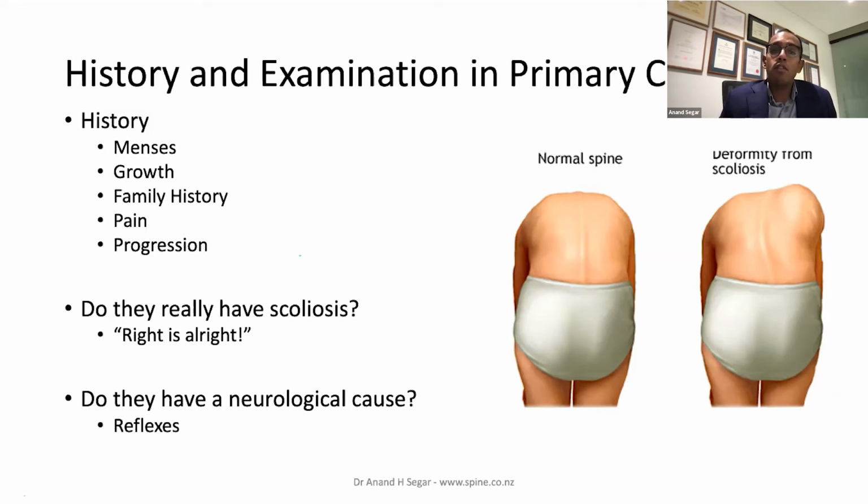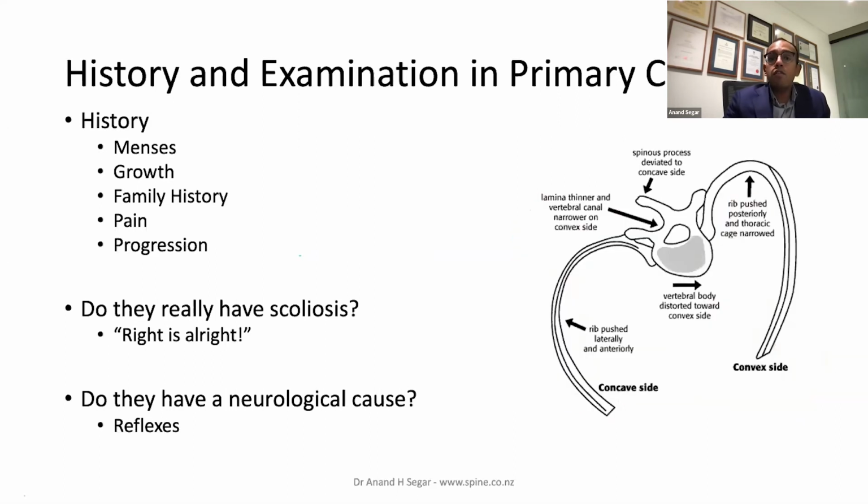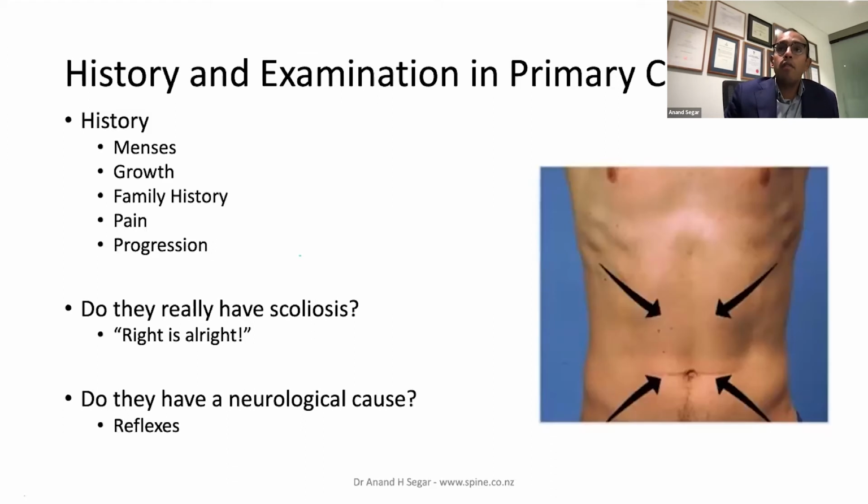And do they have a neurological cause? So then you're looking at upper motor neuron signs. So you're looking at their reflexes, you're looking for clonus. And sorry, I just wanted to show you why the rib gets pushed up, because the rotation, when the vertebral body rotates, it pushes the rib up. And looking for a neurological cause, looking at their reflexes, so hyperreflexia, clonus, upgoing plantars, and also the abdominal reflexes.